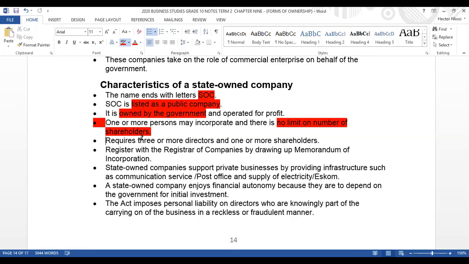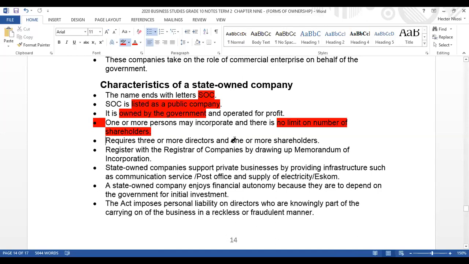Please feel free if you've got any questions. I'm here to help you. You can always try to email me, not WhatsApp me. Yes, you can always email me. Then I'll try to answer your questions, guys, as much as I can, right? But for now, let's recap again and finish the characteristics of a state-owned company.